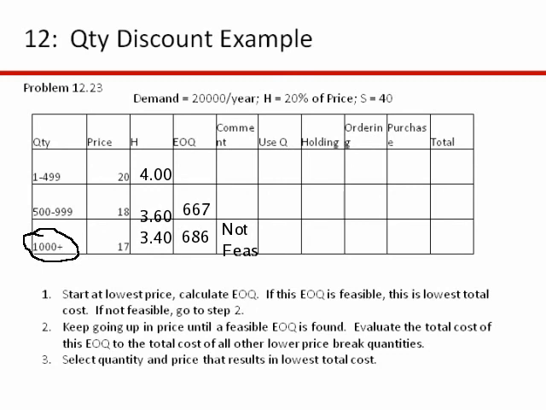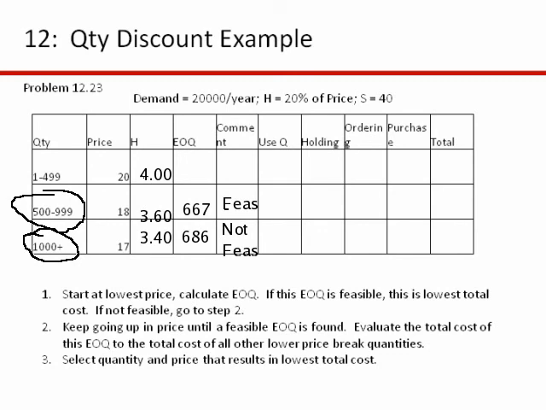Okay, so that is an EOQ. Now, can we buy 667 for $18? Well, the answer is yes, we can, because we can see that for that $18 price, we have to buy between 500 and 999. So this is a feasible EOQ. All right, so that's step 2.